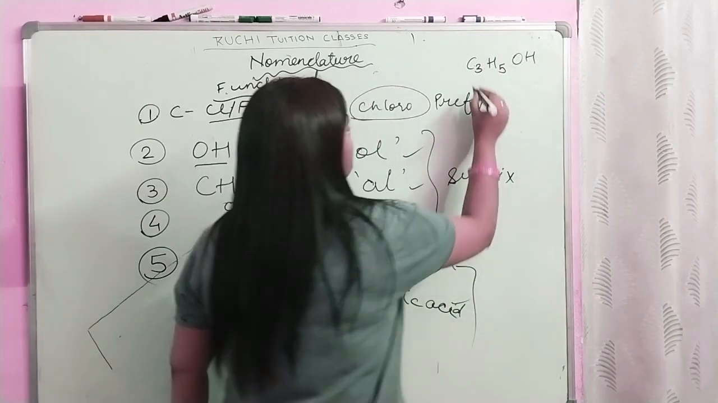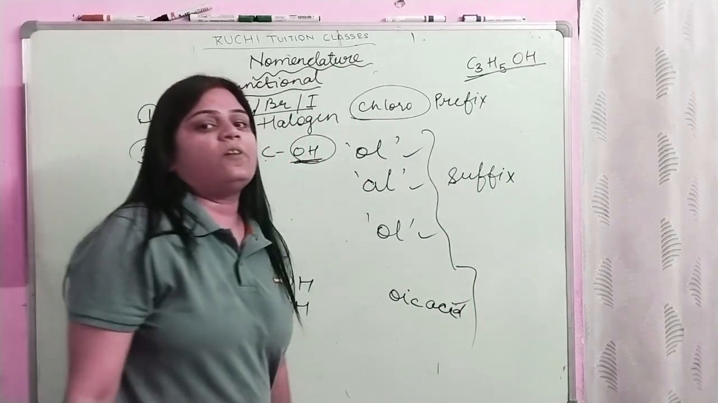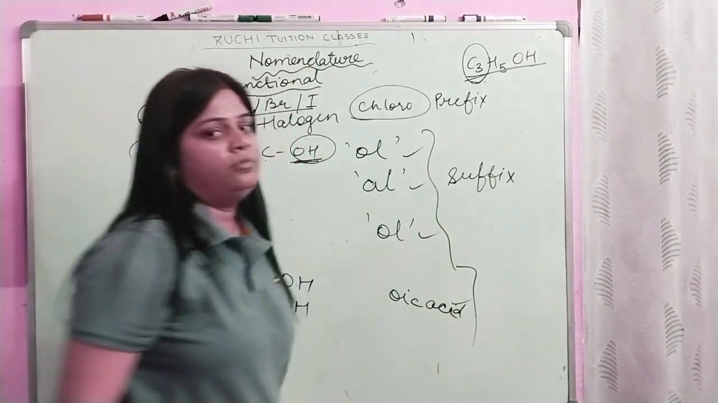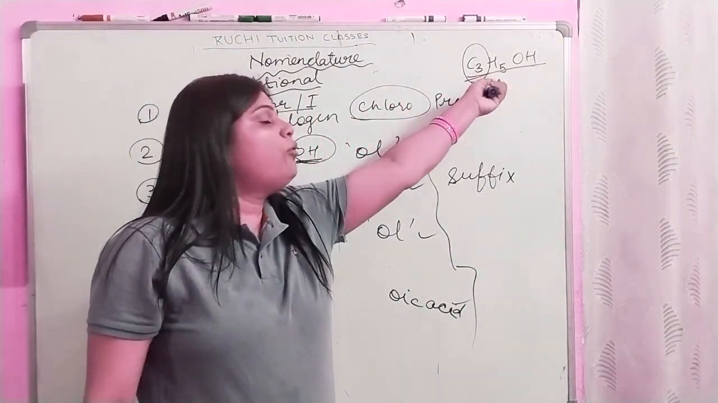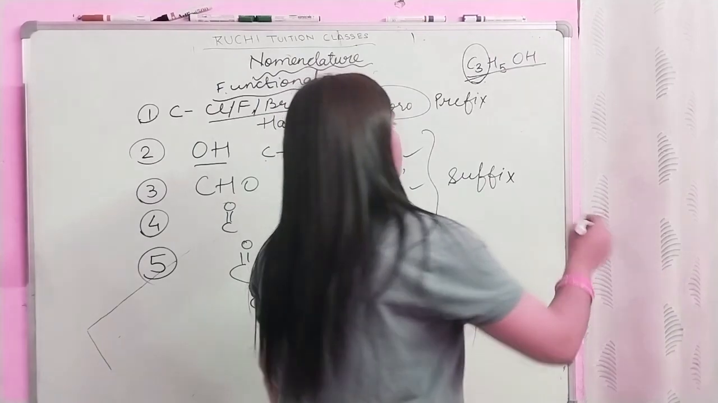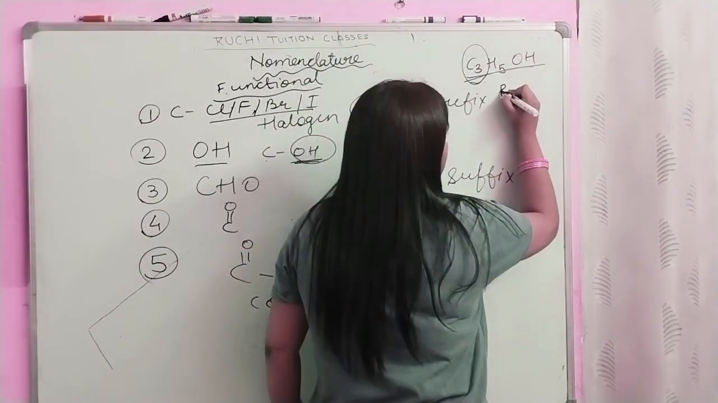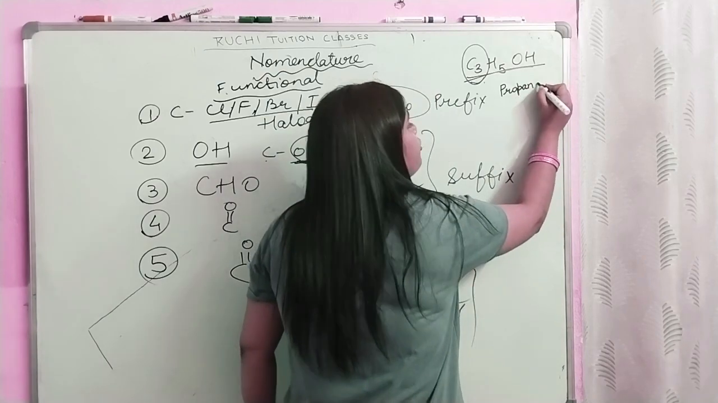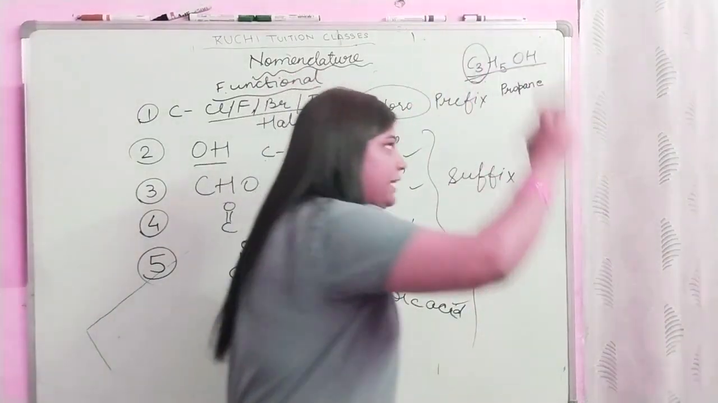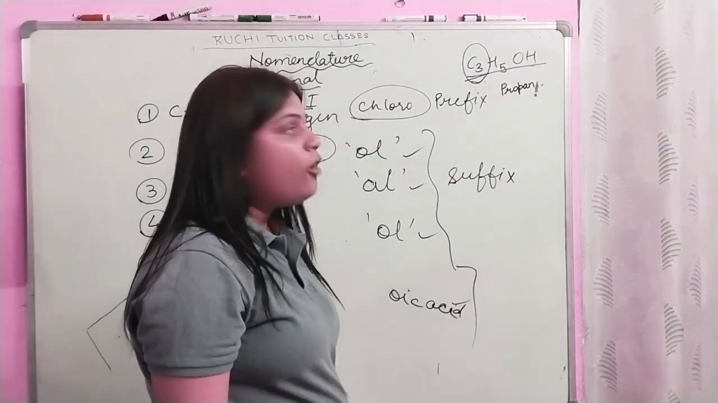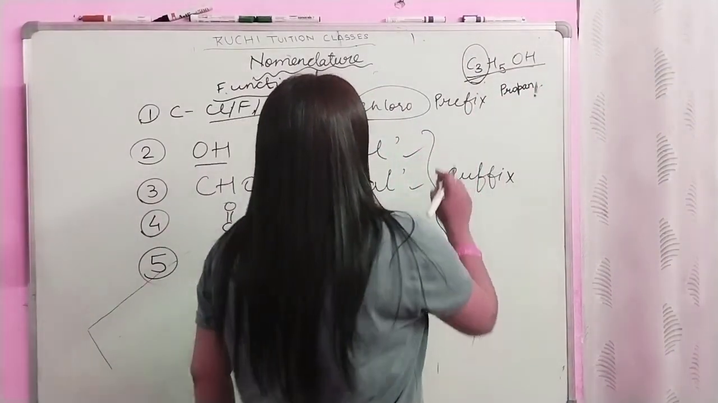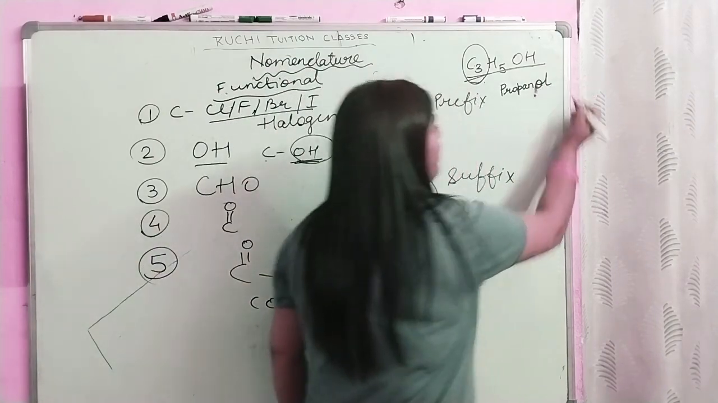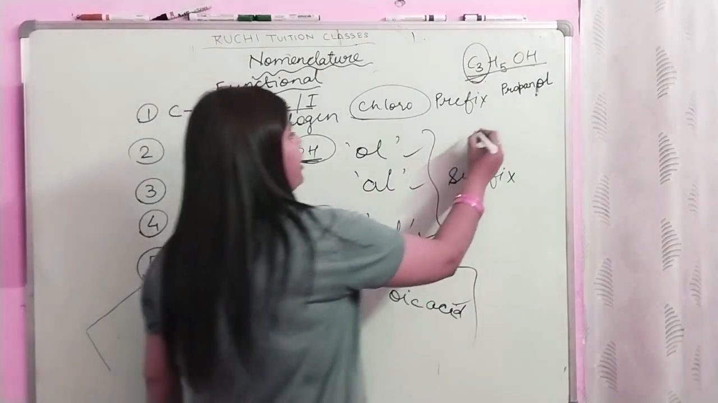Like C3H5OH. What is this? First recognize the carbon. How many carbons are there? 3 carbons. So 3 means propane. You will not write propane; you will delete the E. Since this is an alcohol group, you will write propanol.